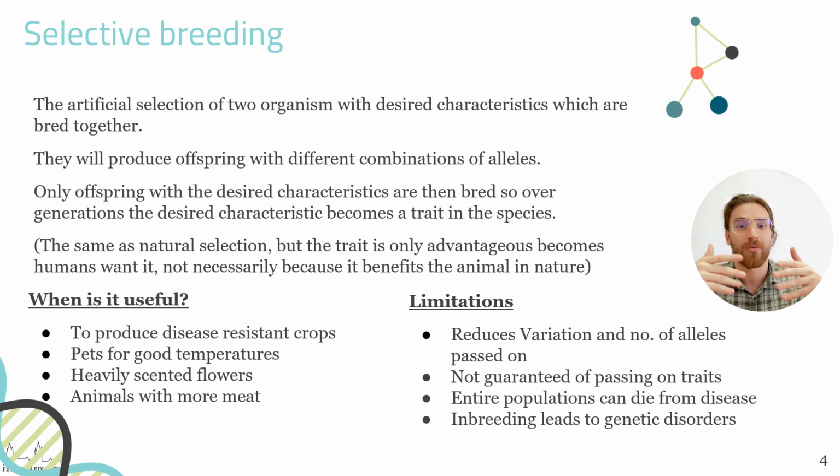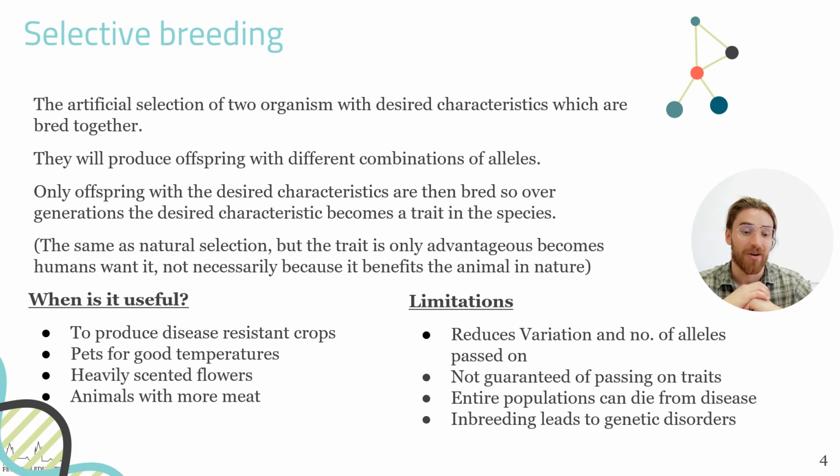And of course, we're the ones that are going to selectively breed individuals that have those traits. We're going to breed them together so that their offspring have a high chance of having that specific trait. That might not be advantageous in nature, but it's going to be advantageous for us.